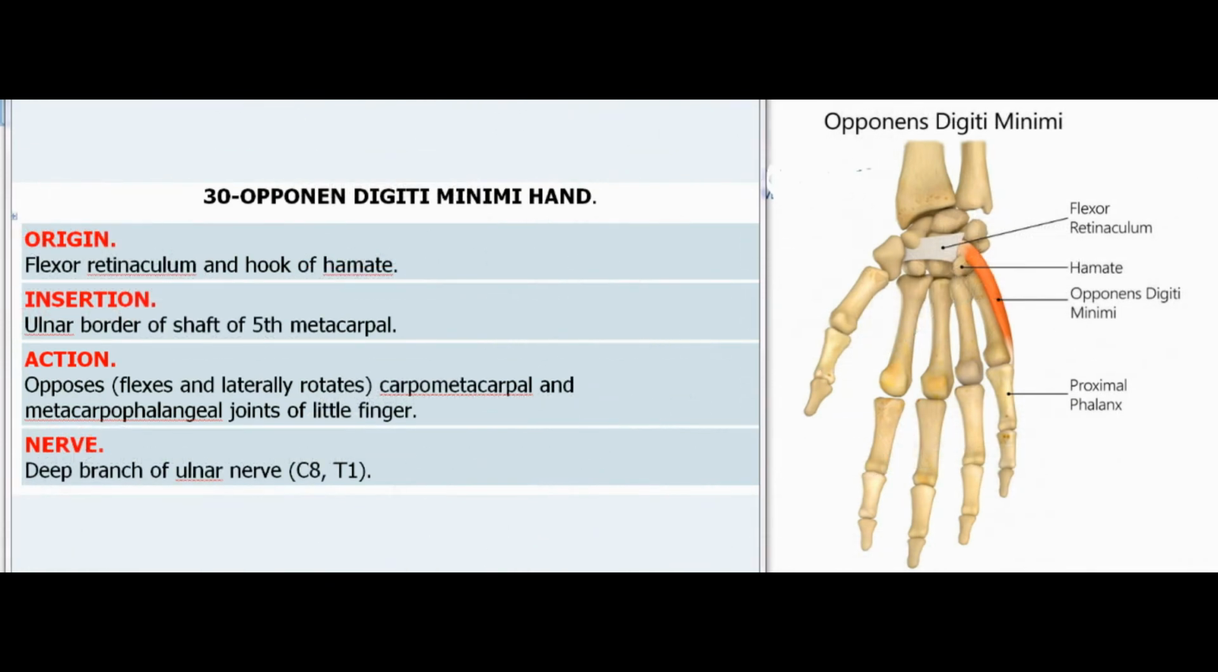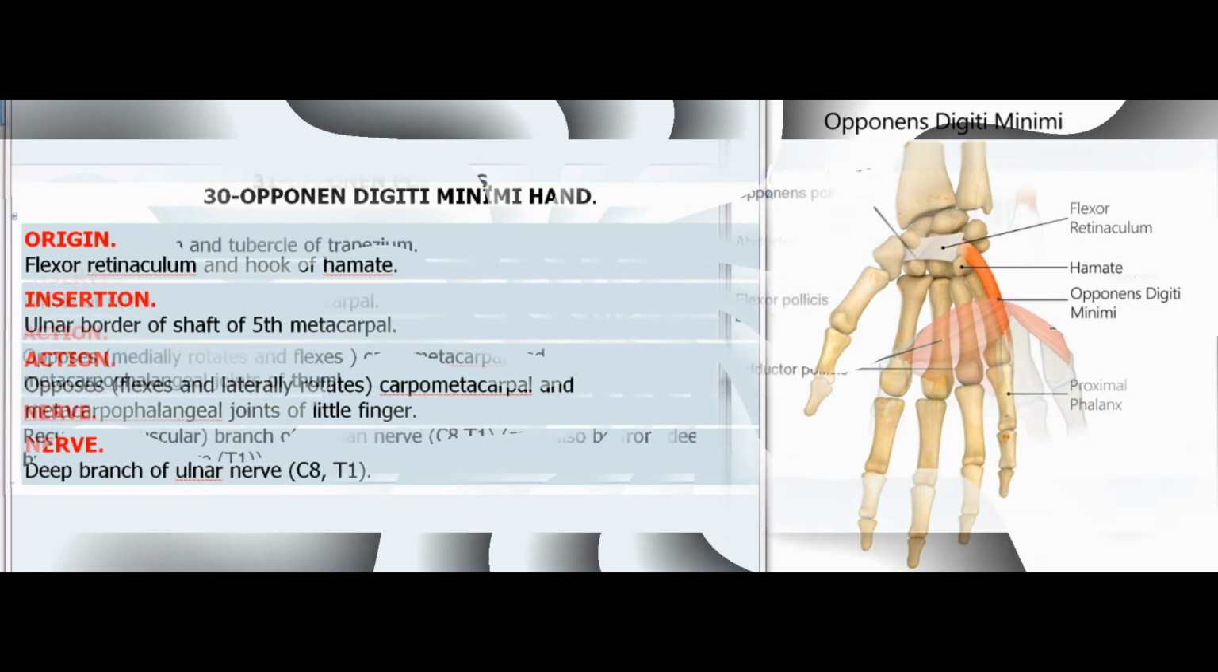30. Opponens digiti minimi, hand. Origin. Flexor retinaculum and hook of hamate. Insertion. Ulnar border of shaft of 5th metacarpal. Action. Opposes, flexes and laterally rotates carpometacarpal and metacarpophalangeal joints of little finger. Nerve. Deep branch of ulnar nerve, C8, T1.